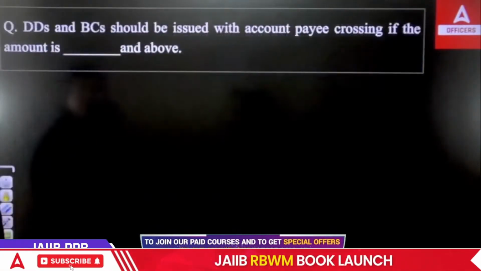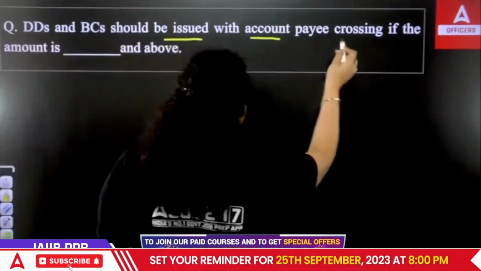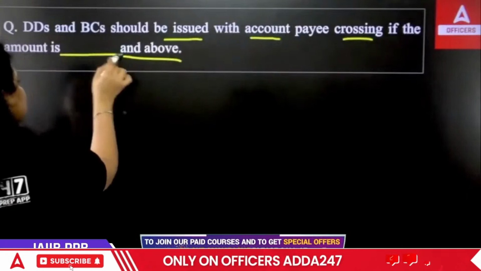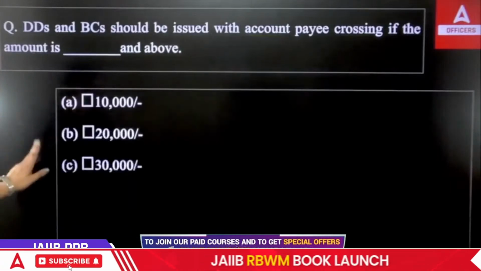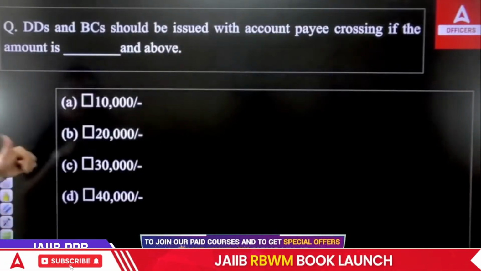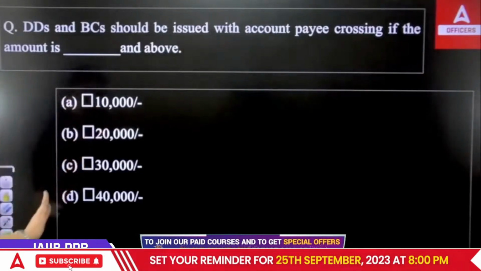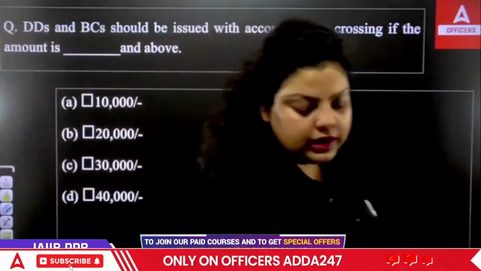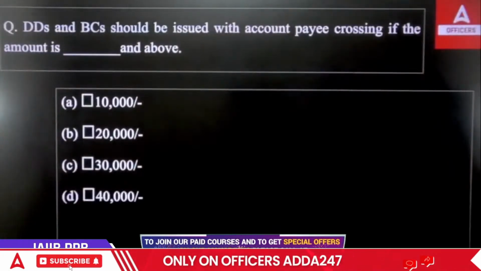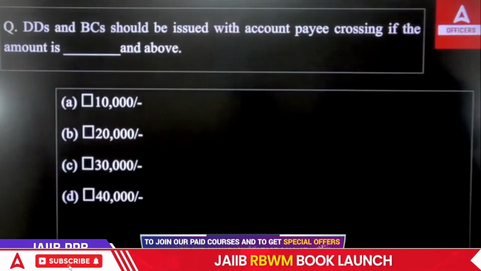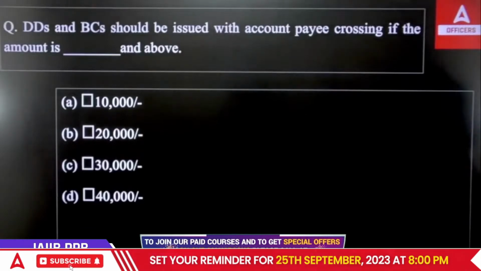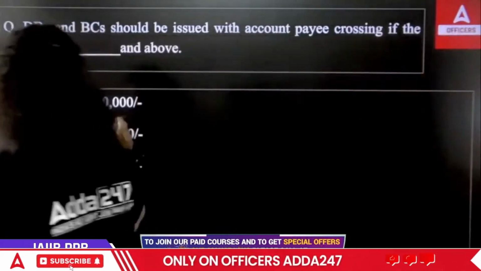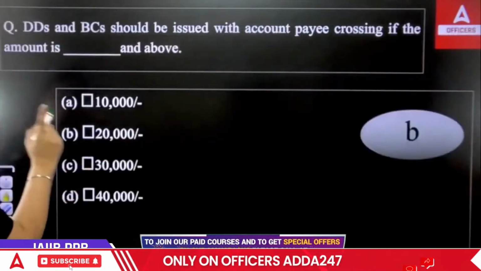Now, next we have: DDs and BCs should be issued with account payee crossing if the amount is dash and above. If you're talking about DD and BC, they should be issued with account payee crossing if the amount is 10,000 rupees, 20,000 rupees, 30,000 rupees or 40,000 rupees. The demand draft and banker's check should be issued with account payee crossing if the amount is 20,000 and above. So the right answer will be B option.